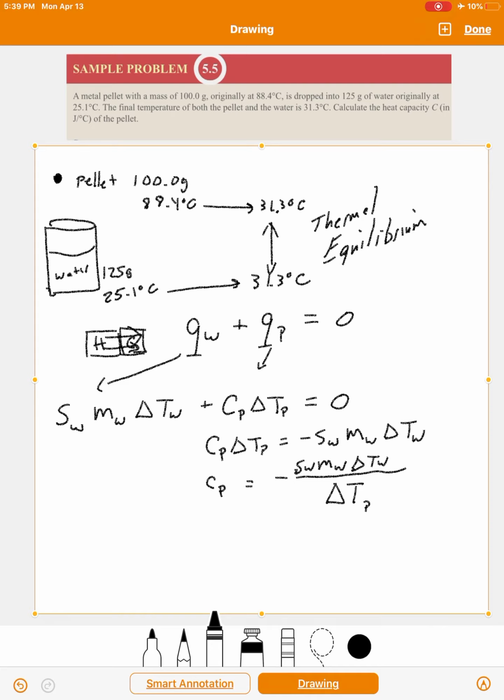Now it's just a matter of putting the numbers in, okay? So let me move it over here just so that I've got enough space. So minus specific heat of water, 4.184 joules per gram degree C. Mass of the water, 125 grams, right? Change in temperature of the water. Okay, let me go ahead and calculate that. We started at 25.1, we ended at 31.3. So for the water, 31.3 minus 25.1 is 6.2.